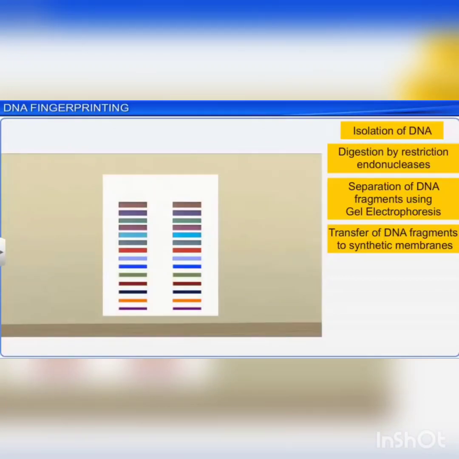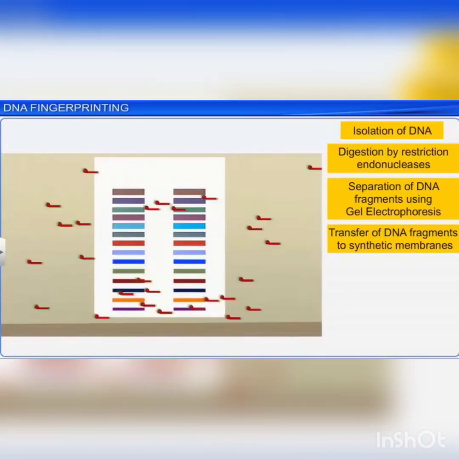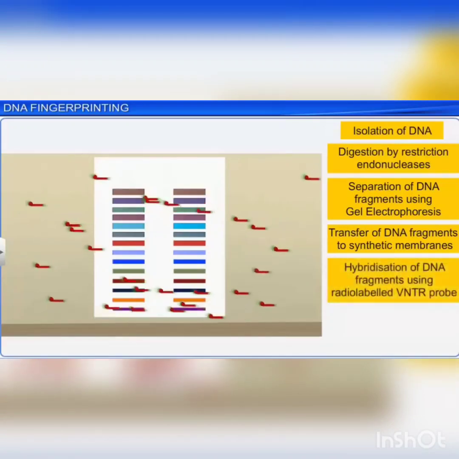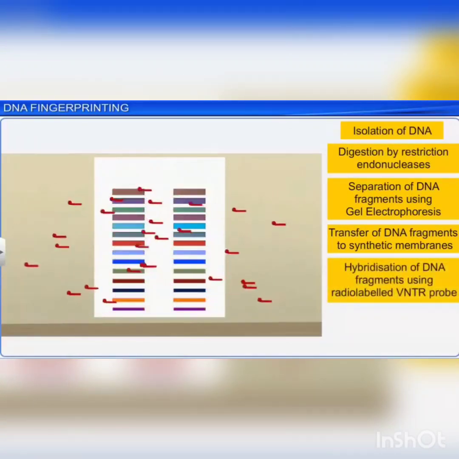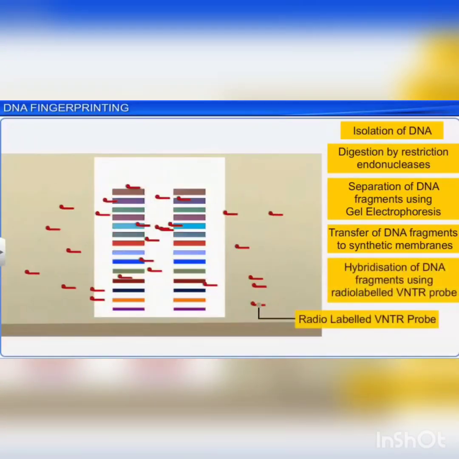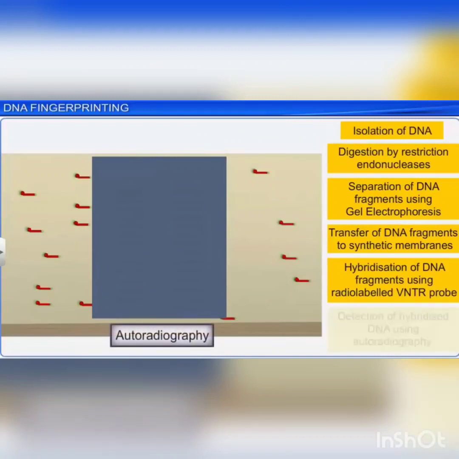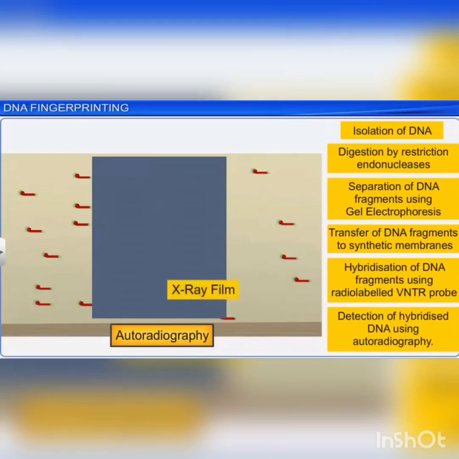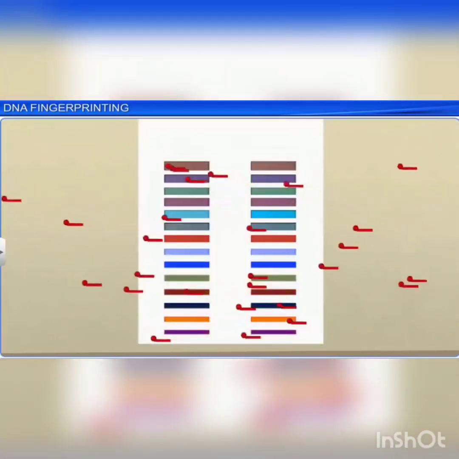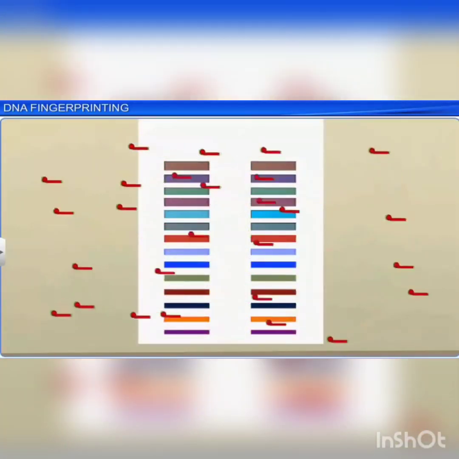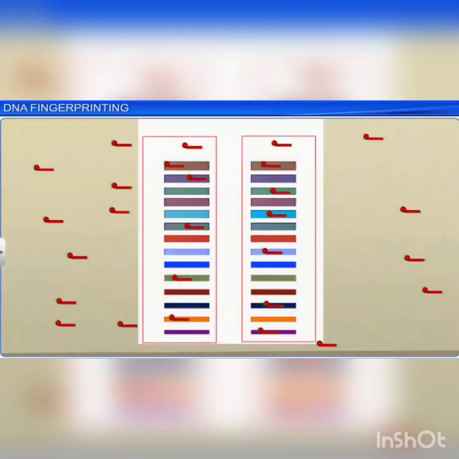This step is followed by the hybridization of the DNA fragments using a radio-labeled VNTR probe. Finally, the hybridized DNA fragments are detected by a technique called autoradiography, conducted using an X-ray film. Hybridization with the VNTR probe results in an autoradiogram, which produces several bands of different sizes.